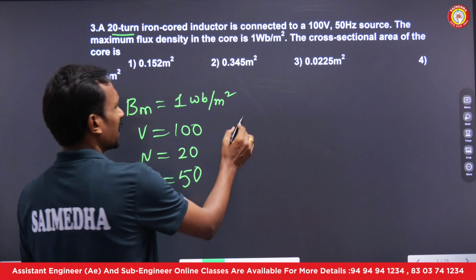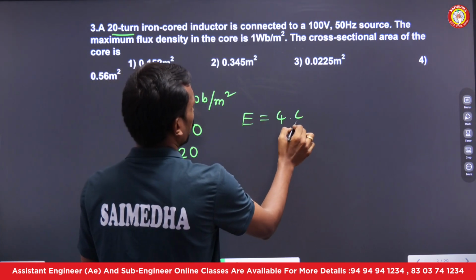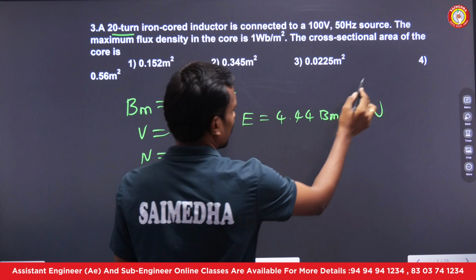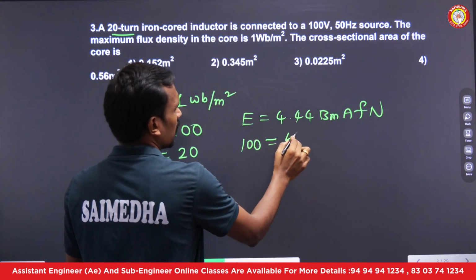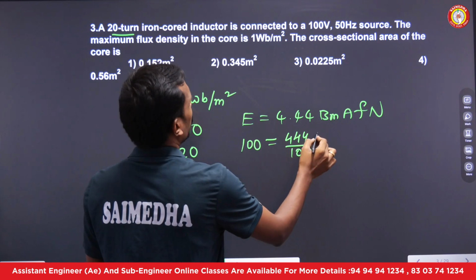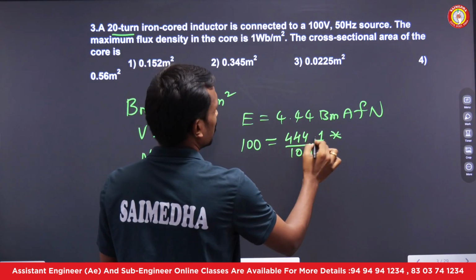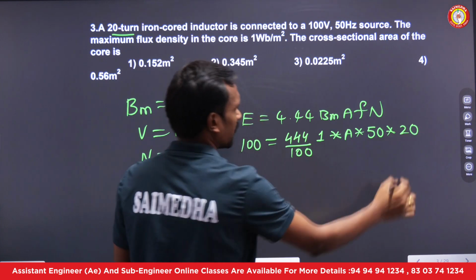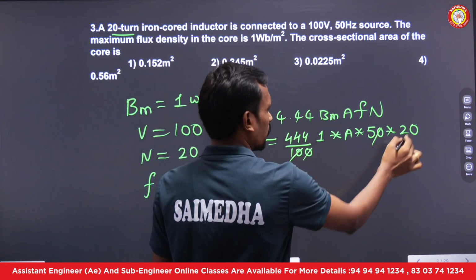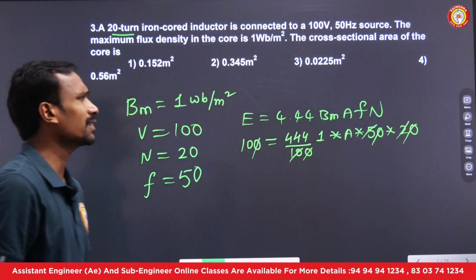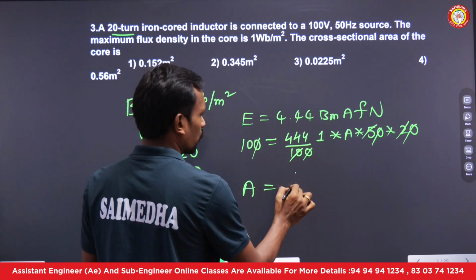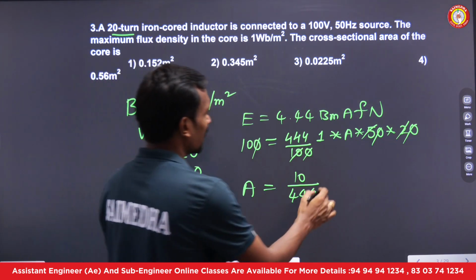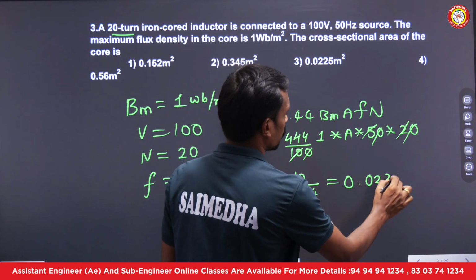Simply we need to calculate using E equals 4.44 into B maximum into A into F into N, where V is given as 100 volts. So 100 equals 4.44 into the maximum flux density 1, into the area, which we need to calculate, into the frequency 50, into the number of turns 20. Cancelling the zeros, A equals 10 out of 4.44. If you calculate this, how much will you get? 0.0225 will come. Yes or no?